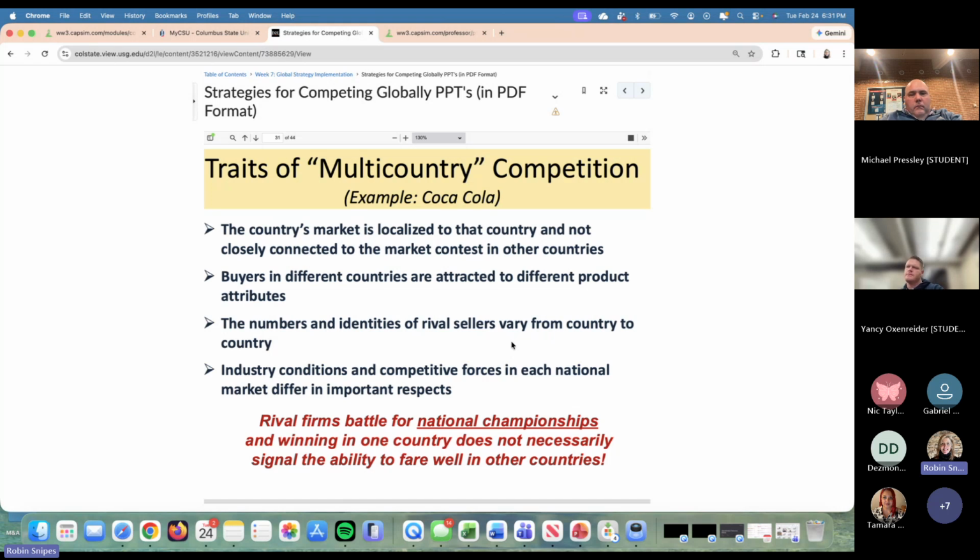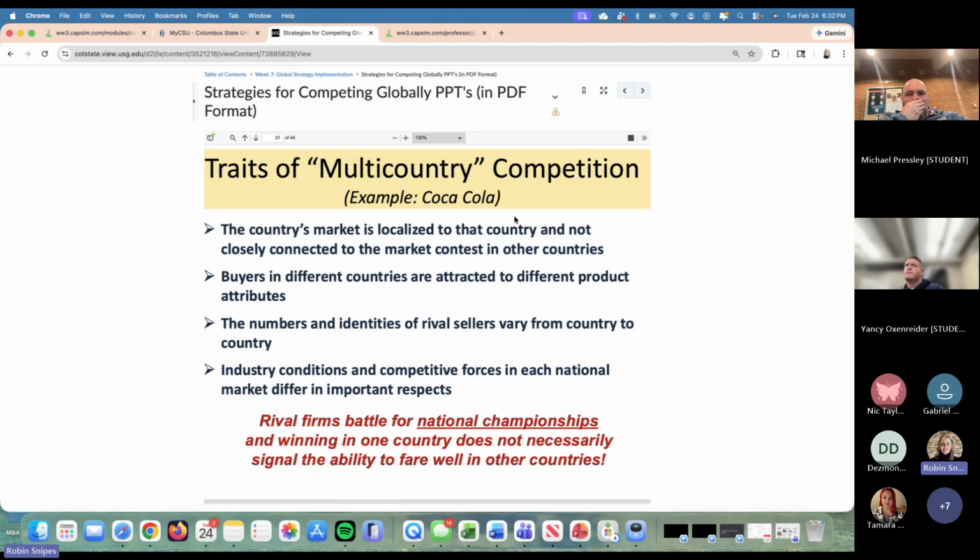And I use Coca-Cola as an example. I think Coca-Cola is really sort of a hybrid strategy, where Coca-Cola has its flagship brand, which is sold all over the world. But if you've ever been to the Coca-Cola Museum in Atlanta, you know this, but you probably know this anyway, they tailor their product mix to the tastes of each region in the world.